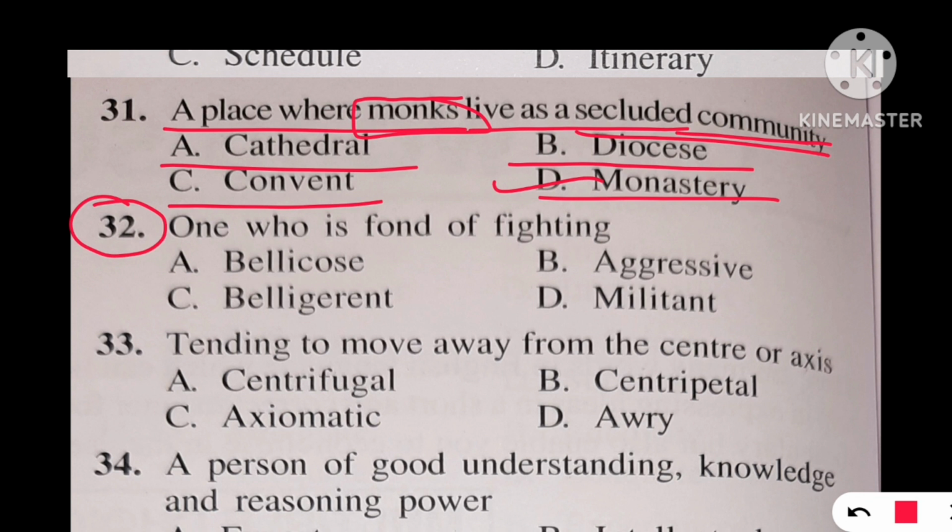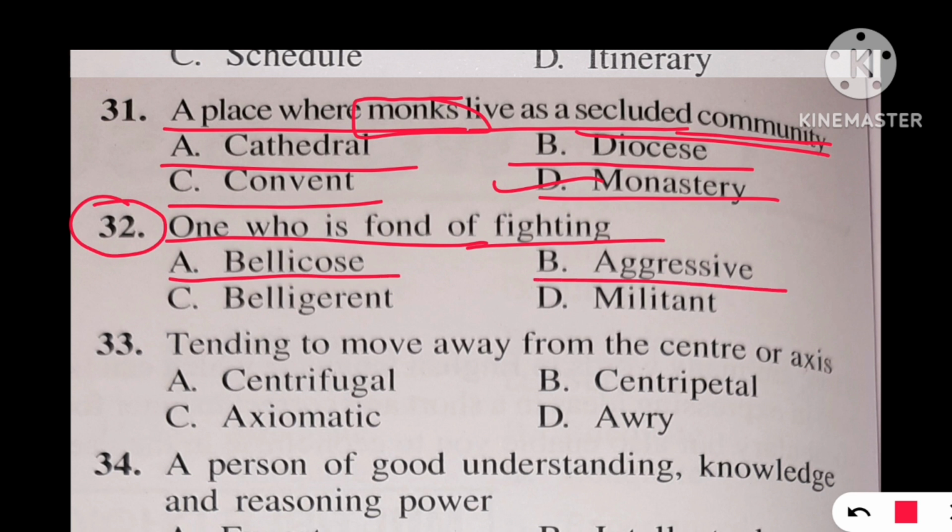Question number 32. One who is fond of fighting. They are called option A, bellicose, option B, aggressive, option C, belligerent, option D, militant. Right answer is option A, bellicose. Bellicose means the one who is fond of fighting.